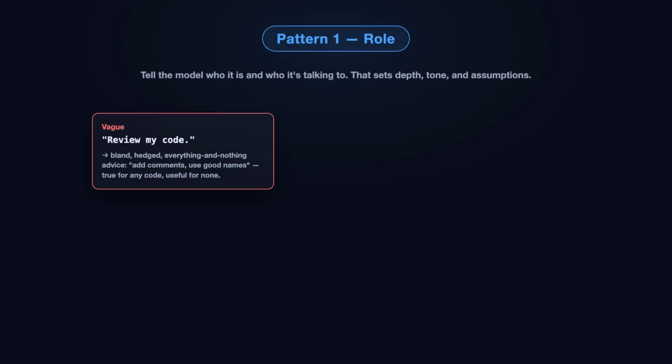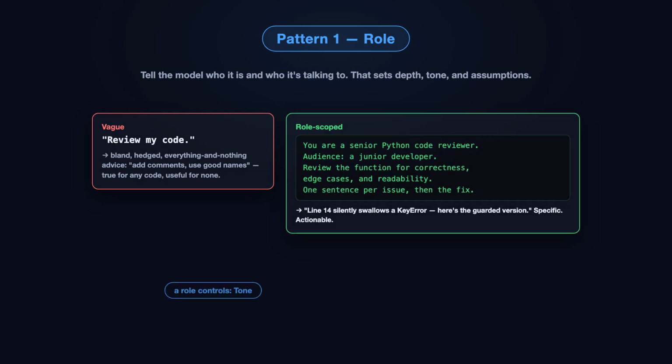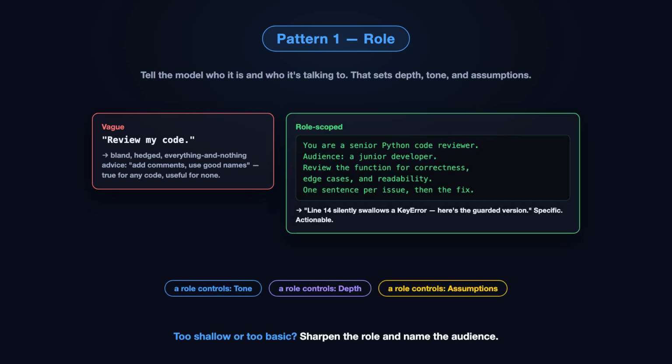Pattern 1, Role. The single fastest upgrade to any prompt is telling the model who it is and who it's talking to. Look at the vague version on the left, review my code. The model has no idea if you're a beginner who needs hand-holding or a staff engineer who wants terse, high-signal notes. So it hedges. It gives you a bland, everything and nothing answer.